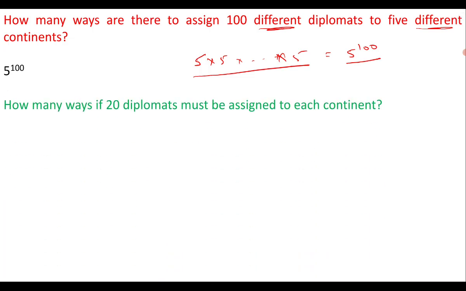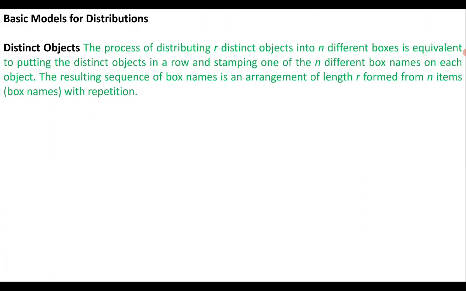And if I say that 20 diplomats must be assigned to each continent, then I can say there is type 1 (20), type 2 (20), and so on. So it becomes the problem of arrangement with repetition, and that is 100 factorial over 20 factorial raised to the power 5. So how do we reach this answer? These are the basic models of distribution.